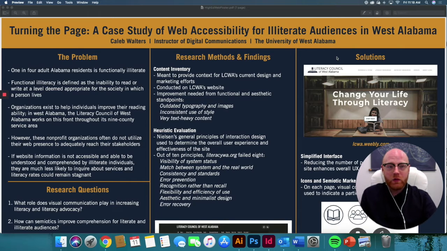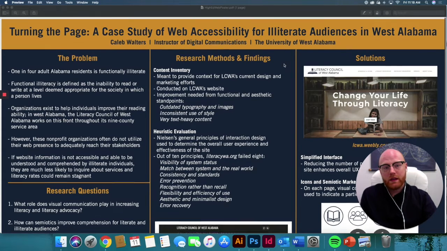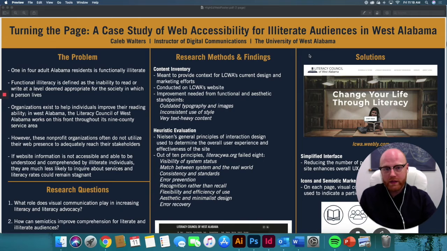Today I'm going to be presenting my project that I've called Turning the Page, and it's a case study of web accessibility for illiterate audiences in West Alabama. Specifically, this is a case study of the Literacy Council of West Alabama. But the information presented here I think translates well to higher education as well, and we'll talk about some of those implications toward the end.